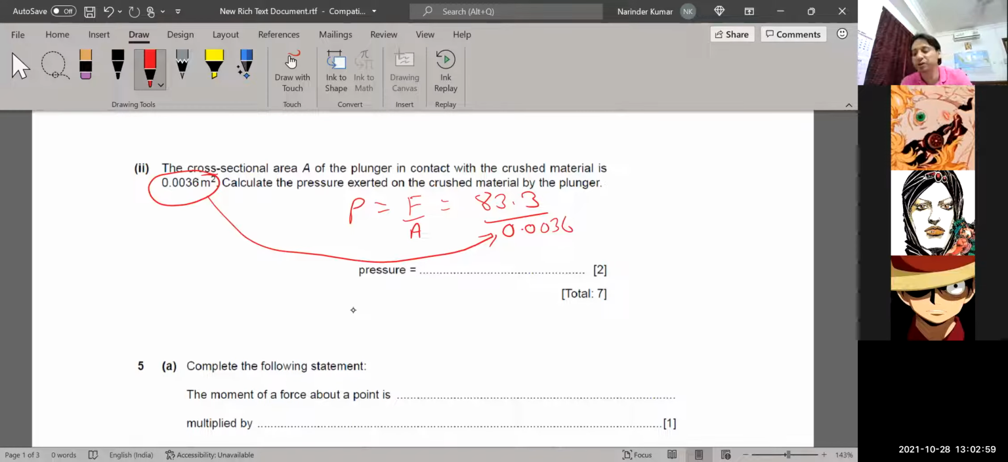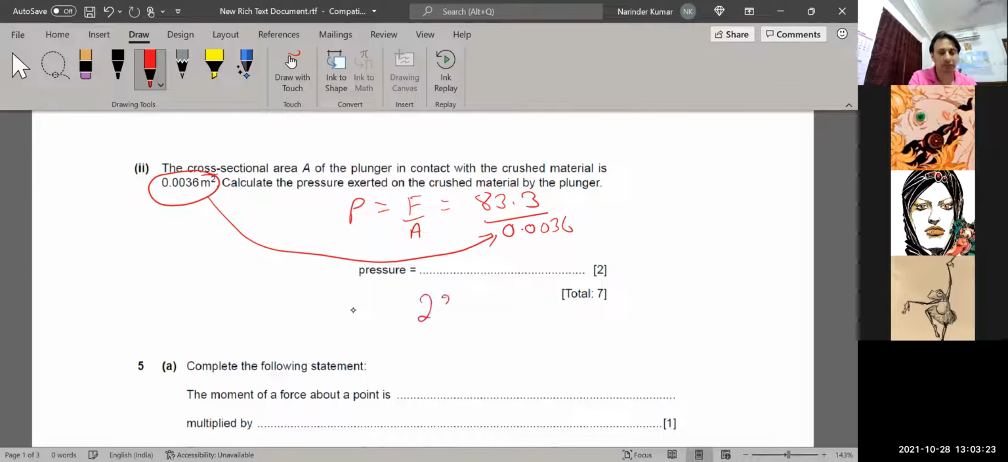May I know the answer, children? Please divide it and calculate it, please. 83.3 divided by 0.0036. Approximately 23,138.89 Pascal. So that is the answer for this question, children.